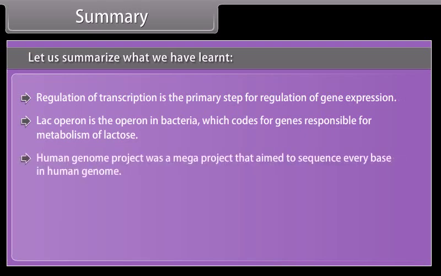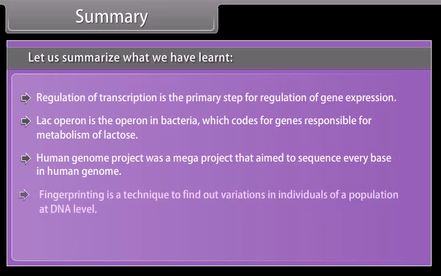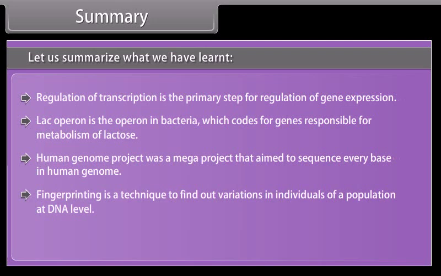Human Genome Project was a mega project that aimed to sequence every base in the human genome. DNA fingerprinting is a technique to find out variations in individuals of a population at the DNA level. It works on the principle of polymorphism in DNA sequences.